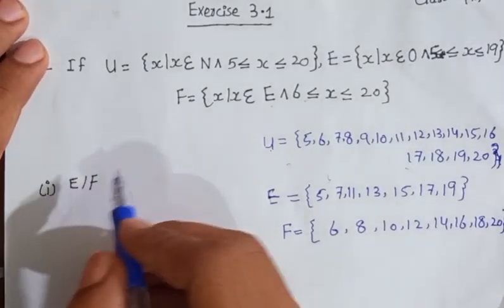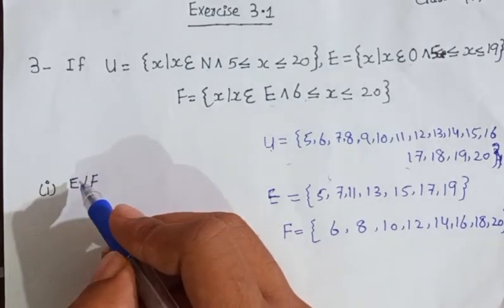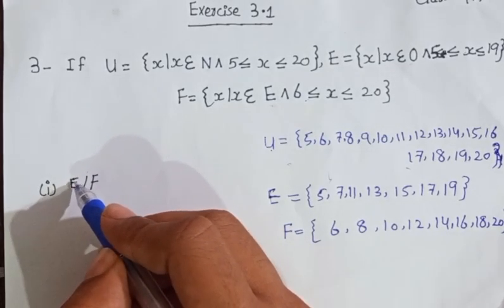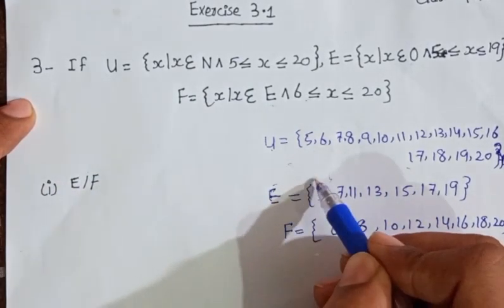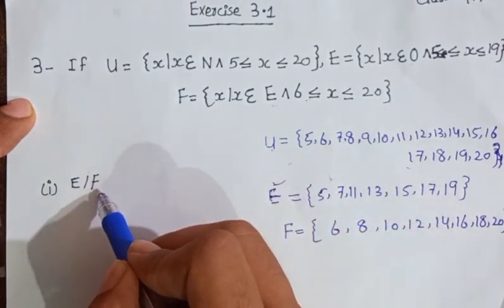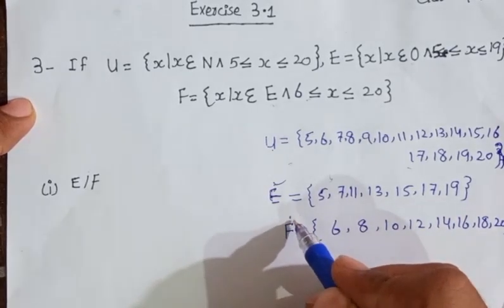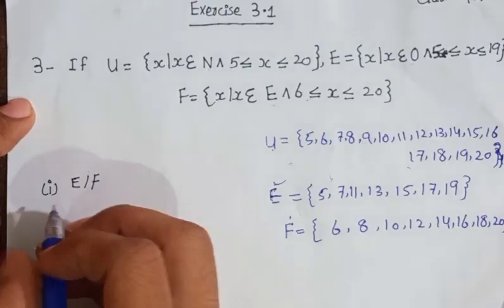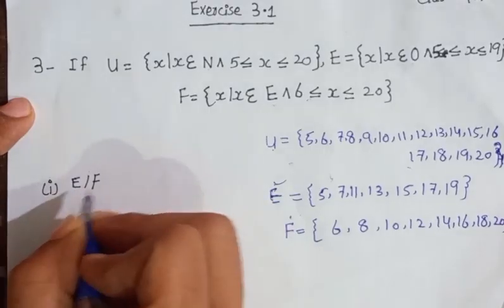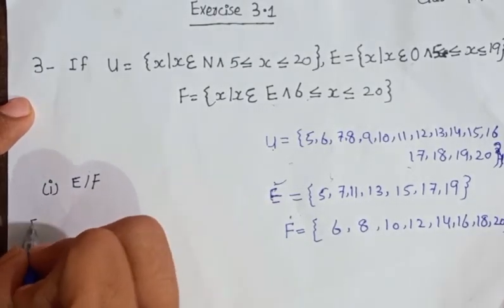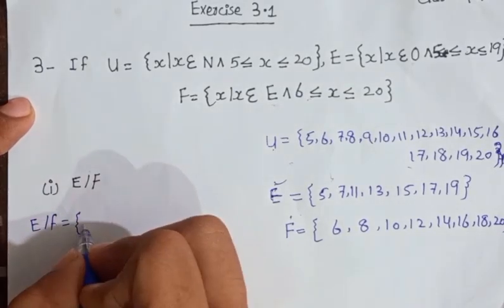Come to question number 1, that is E difference F. When the difference is asked, I will write the numbers of only one set, that is E. Here we have both set E and set F, but I will only write the elements of set E because it is E difference F. If it was F difference E, I would write the elements of set F. So now I will solve it directly.